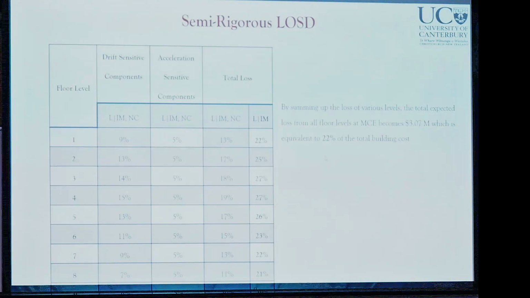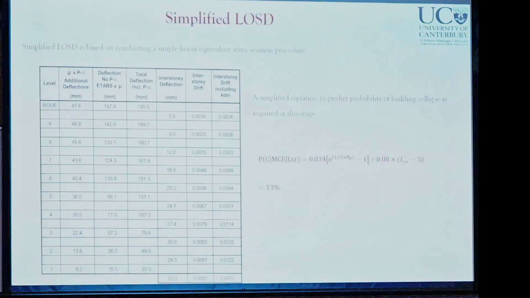And in this method, you realize that we actually didn't need the complete inventory of all building components, because using the EDP loss function, generic functions, we remove the requirement of having the fragility functions for all different building components. Moving on to the most simple approach, as I noted before, it is simply based on a linear equivalent static analysis procedure. The results of such analysis for the case study building has been shown here.